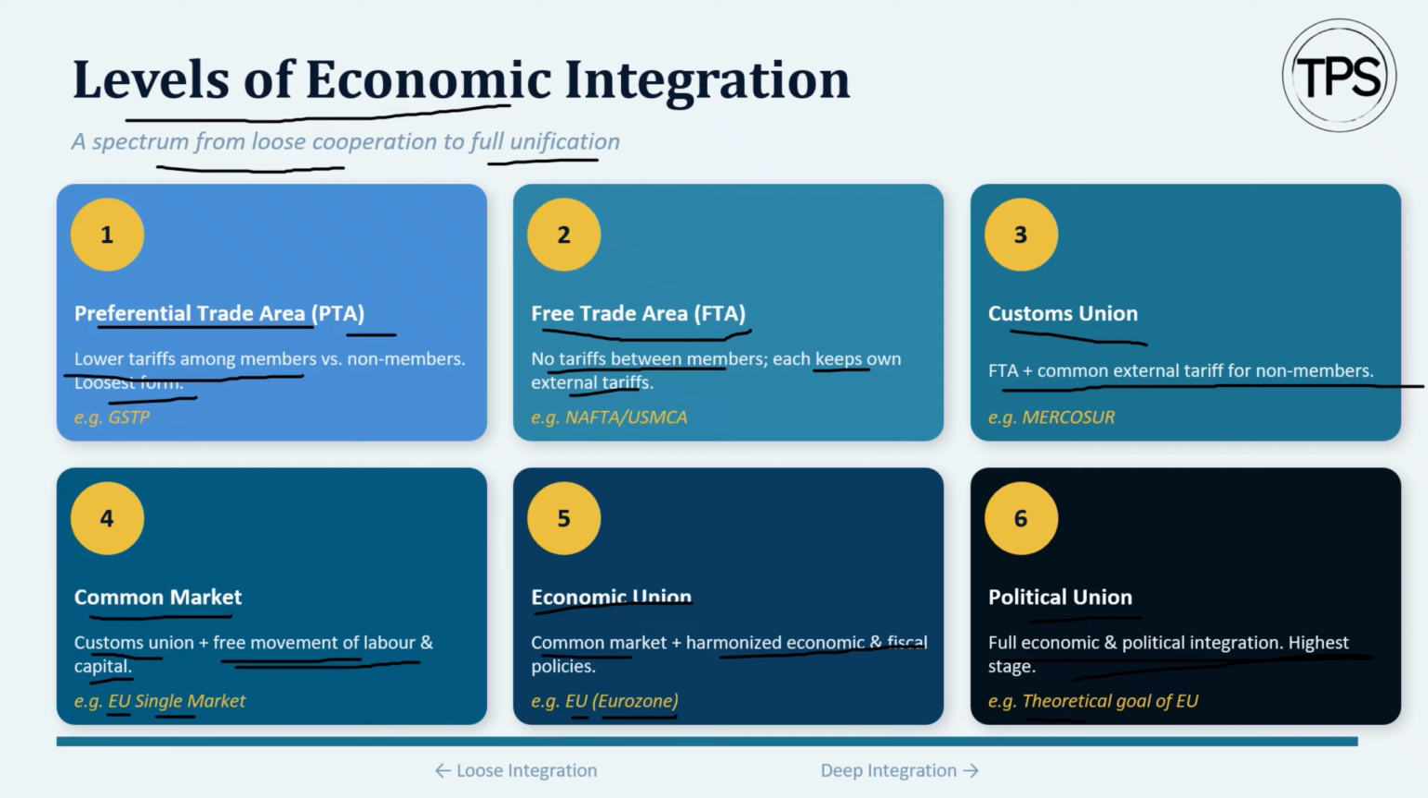That is the theoretical goal of the European Union: fully integrated economies, with politics also integrated. That is the highest stage.